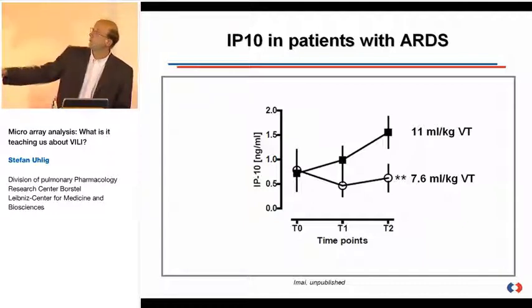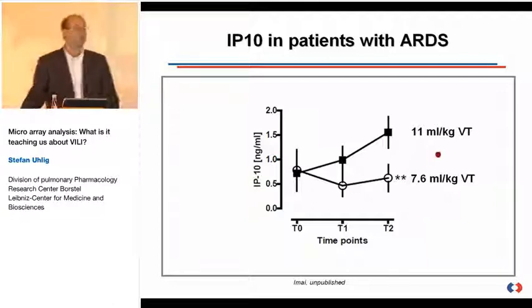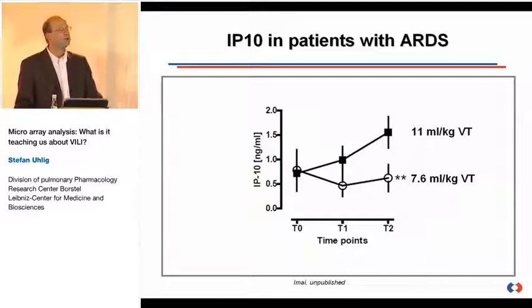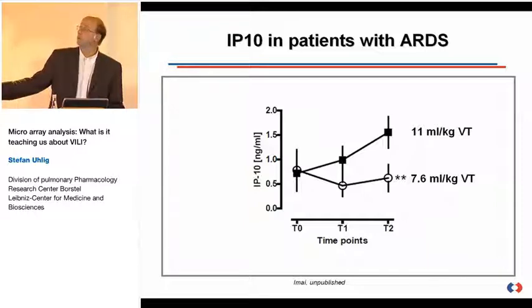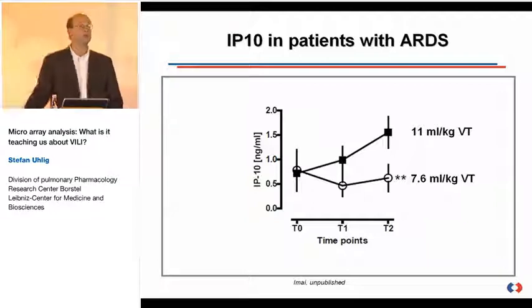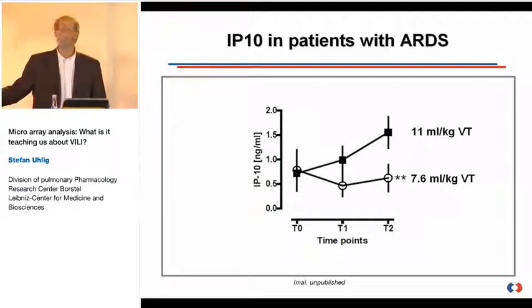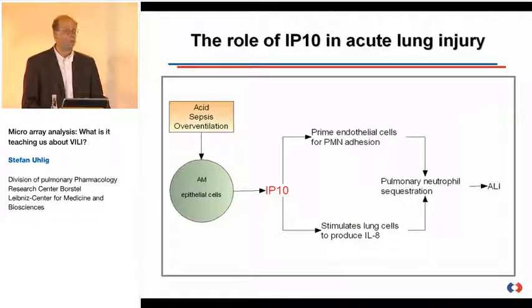These were the patients ventilated with 11 milliliters per kilogram tidal volume, and these were the human ARDS patients ventilated with 7.6 milliliters per kilogram tidal volume. And you can clearly see that during these different ventilation strategies, IP10 was increasing with the high tidal volume ventilation strategy, whereas it stayed constant in those patients with a low tidal volume strategy. So even though this does not tell us that IP10 really plays a causal role in human acute lung injury and in human ventilator-associated lung injury, this is strong evidence that it might play a role.